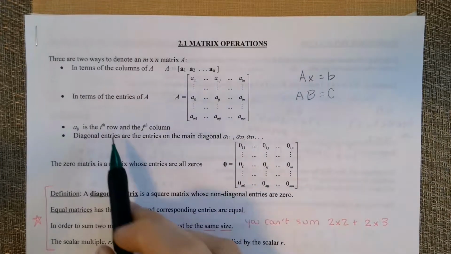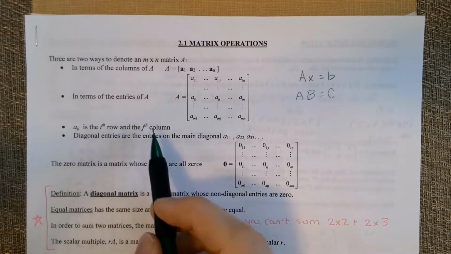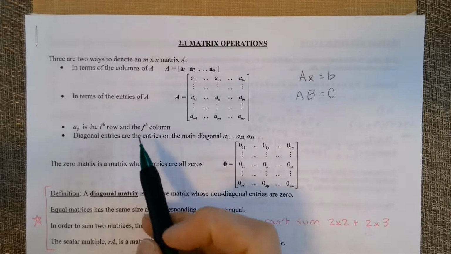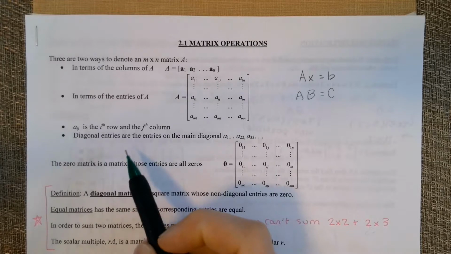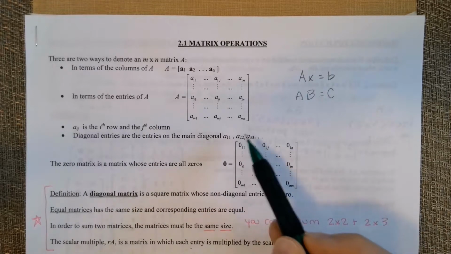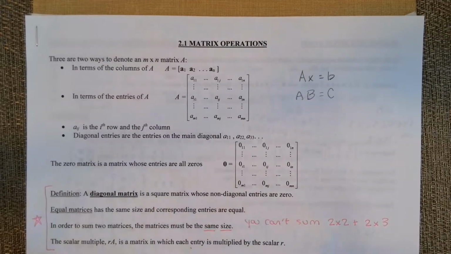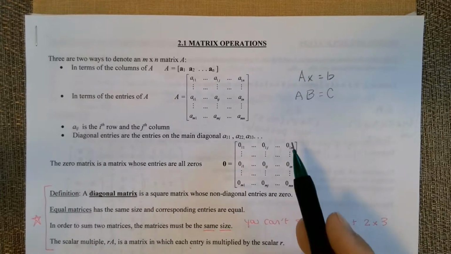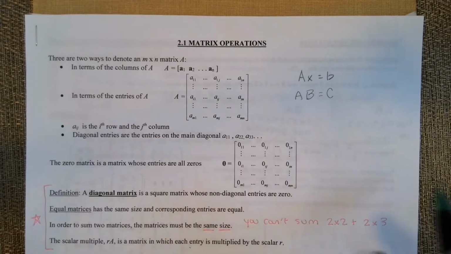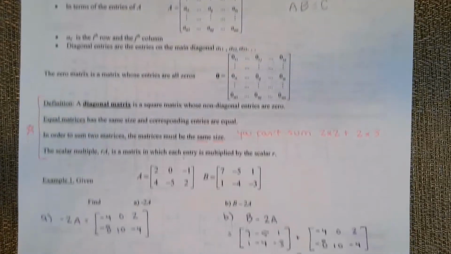Okay, sometimes you'll hear it referred to as the ij position. i is for the rows, j is for the columns. Okay, and diagonal entries are exactly what it sounds like, along the diagonal, the ones with the numbers that match. Okay, I think we already know this, but the zero matrix is a matrix whose entries are all 0, just like the zero vector. Okay, you can kind of think about the zero vector as a small zero matrix.